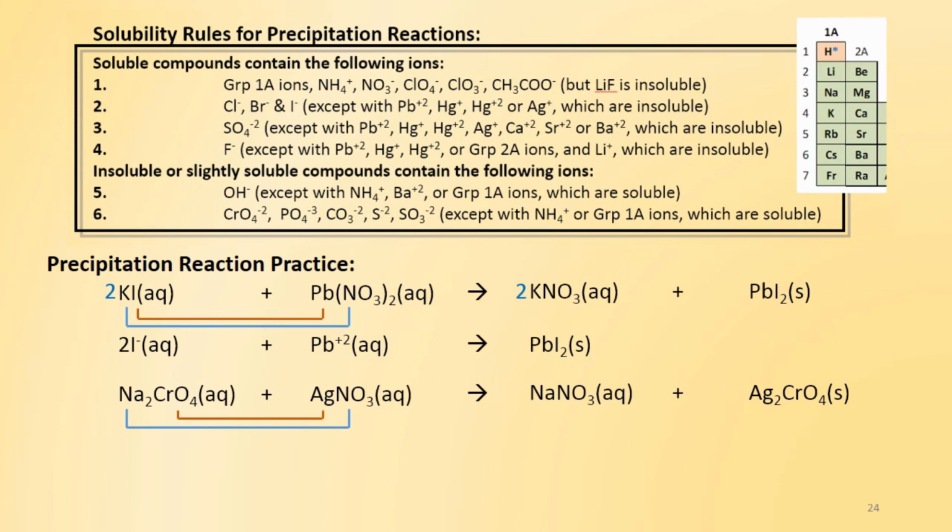Let's balance the equation. I see 2 silvers on the right, but only 1 on the left. And I see 2 sodiums on the left and 1 on the right. So if we double up on the silver nitrate and double up on the sodium nitrate, that's balanced. Now let's eliminate the spectator ions, sodium and nitrate, leaving us with the net ionic equation. Chromate ion plus silver ion makes silver chromate solid precipitate.